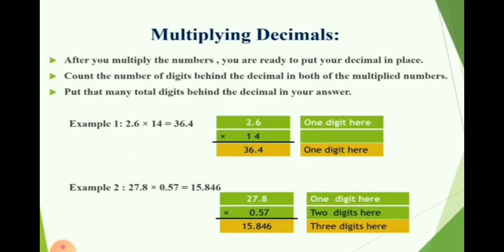Multiplying decimals. After you multiply the numbers, you are ready to put your decimal in place. First point, count the number of digits behind the decimal in both the multiplied numbers. Put that many total digits behind the decimal in your answer.